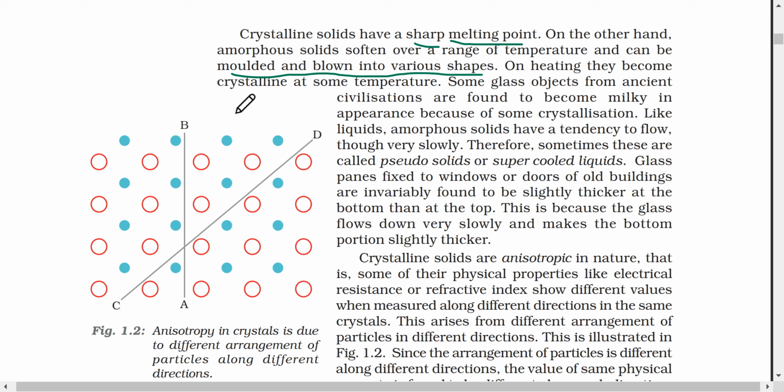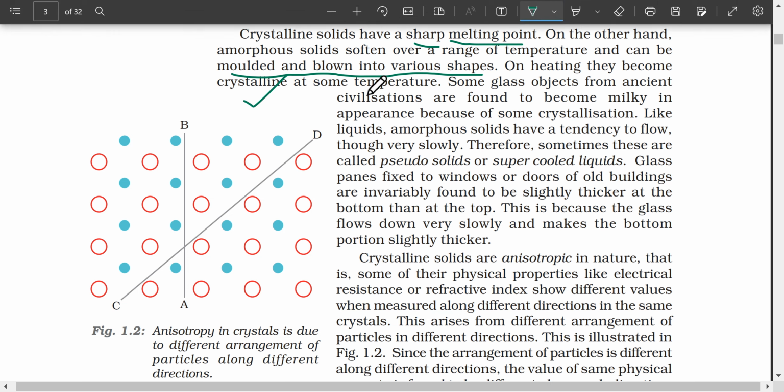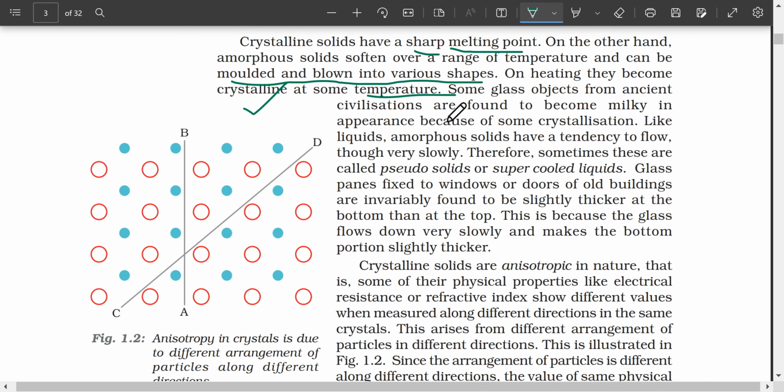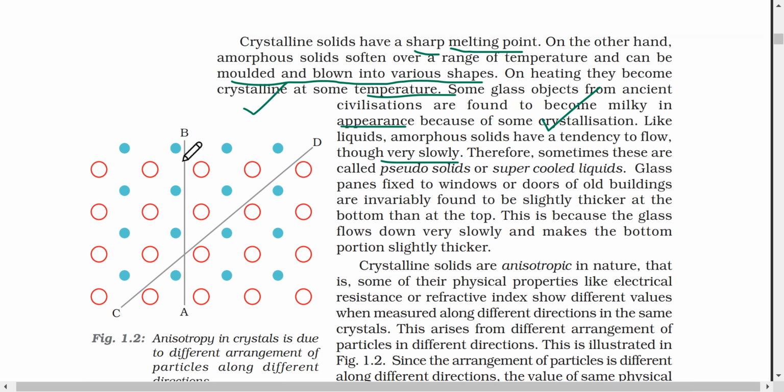Over a range of temperature, you can mold them, you can convert them into shapes because they don't have a proper structure. On heating, they become crystalline at some temperature. These amorphous solids, we can make them crystalline. Some glass from ancient civilizations are found to become milky in appearance because of some crystallization. Like liquids, amorphous solids have a tendency to flow, though very slowly, because we are comparing amorphous solids with fluids, liquids and gases. Therefore, sometimes these are called pseudo solids or super cooled liquids. Okay? These are both names of amorphous solids.